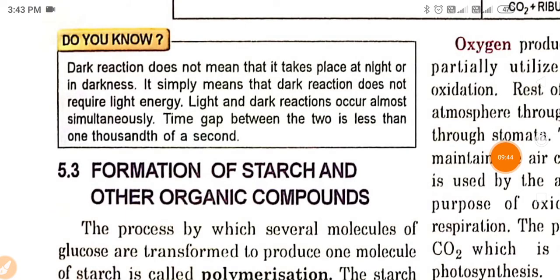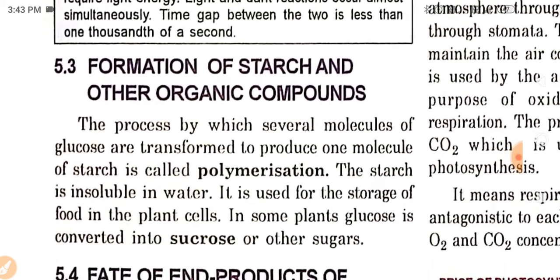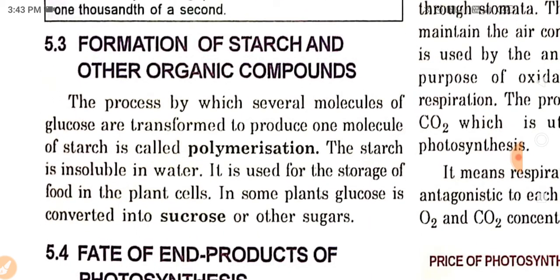As we already discussed, dark reaction does not mean that it takes place at night or in the dark. It does not require light energy. Next is the formation of starch and other organic compounds. The process by which several molecules of glucose are transformed to produce one molecule of starch is called polymerization. The starch is insoluble in water. It is used for storage of food in the plant cells. In some plants, glucose is converted into sucrose or other sugars.